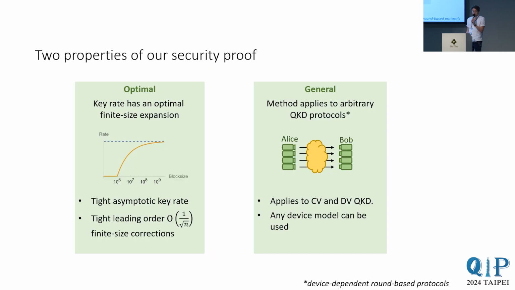So as the title suggests, we provide a security proof for quantum key distribution that achieves two nice properties. The first is the property of optimality, and the second one is a property of generality. Before explaining a bit more about the ideas behind this proof, I want to explain why these are important properties for a security proof.